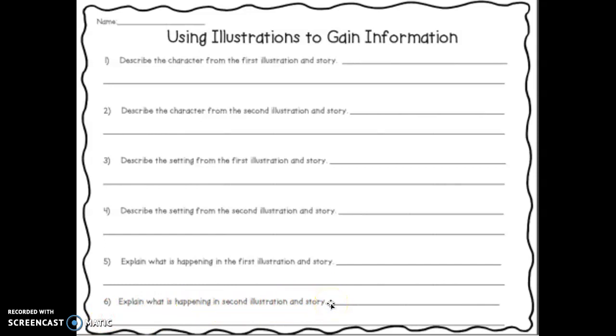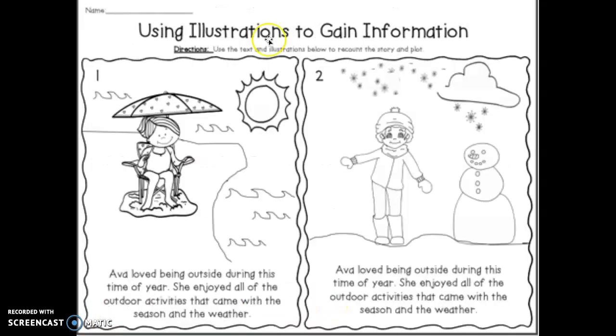So boys and girls, remember, it's so important that we use illustrations to help us get more information about the story.